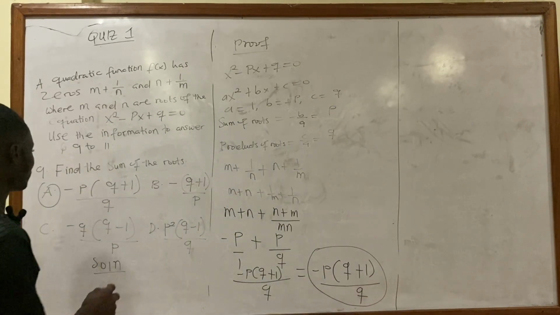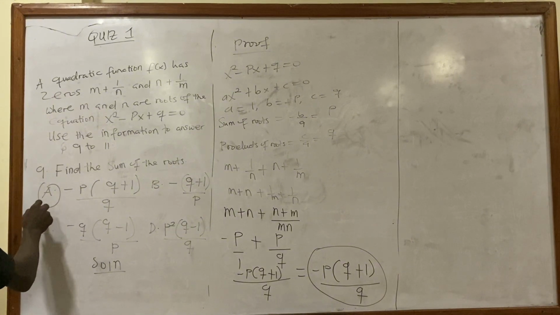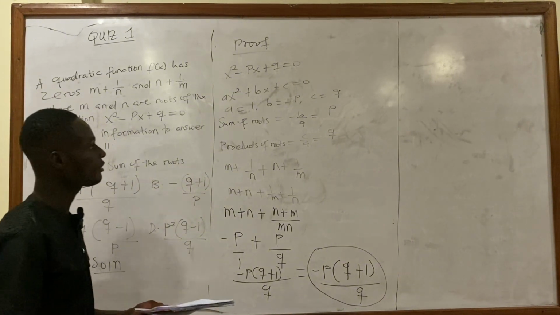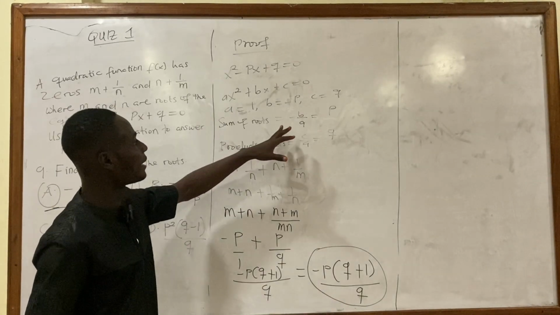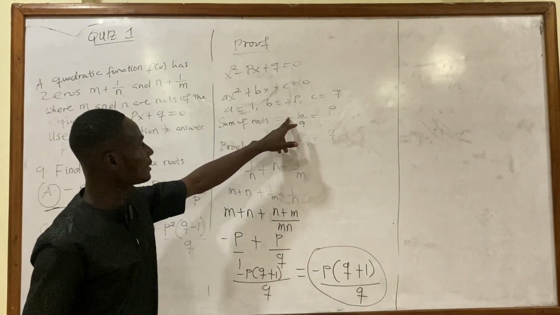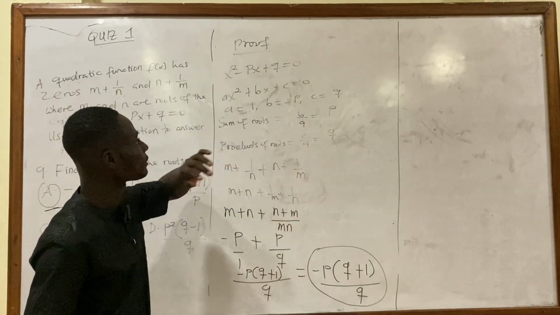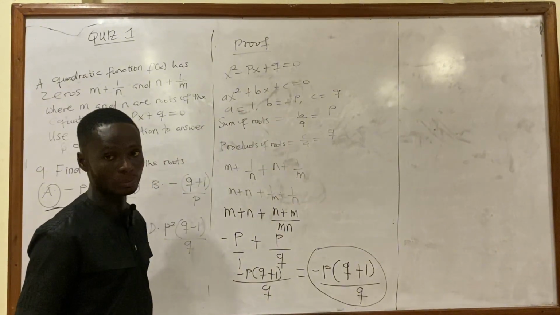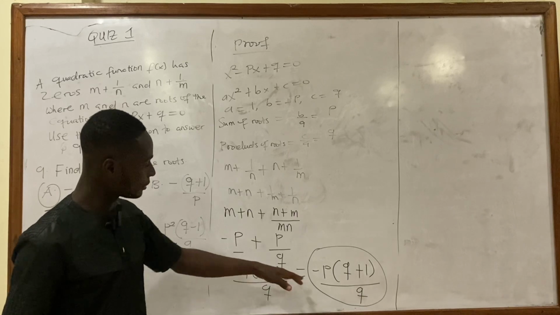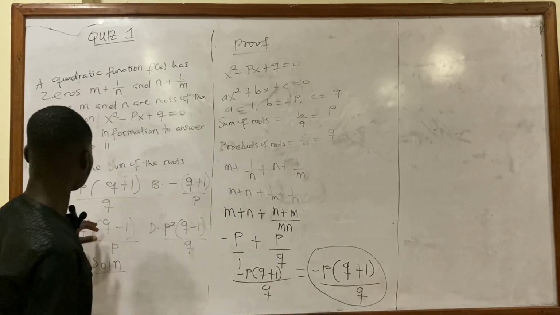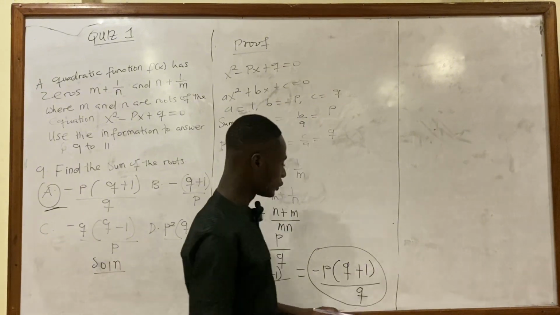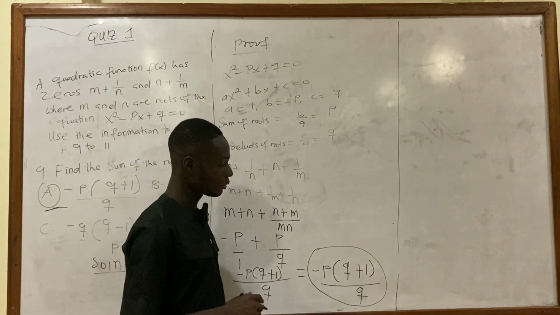As we obtain, it is option A. Very, very simple. It's about you understanding the concept. If you understand the concept, you know what you will do. That is what we've done over here. So our answer is A, minus p into q plus 1 over q.